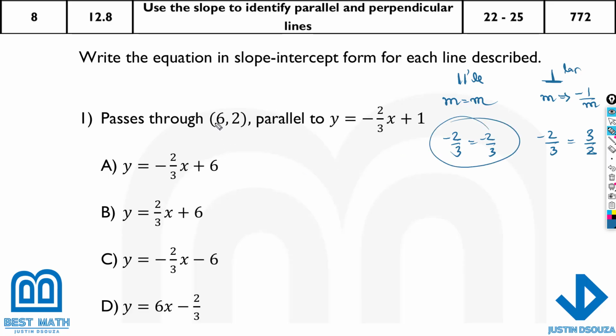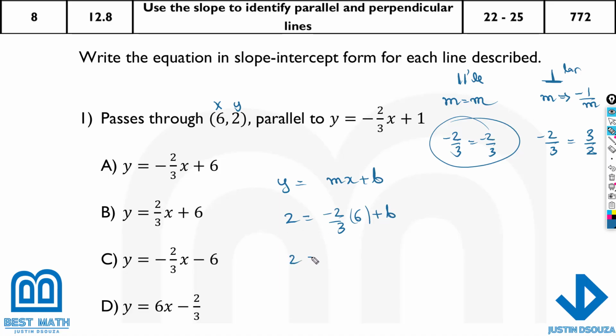Now how do we solve it? We have this point which the equation must pass through, right? So let's remember the very important, very simple formula, y is equal to mx plus b. I'm sure you all remember this. So here what is y and x? This is x, y. We have to have an equation which passes through this point. So we will consider 2 equals. Now what is m? m is the slope. It's minus 2 by 3, x is 6 plus b.